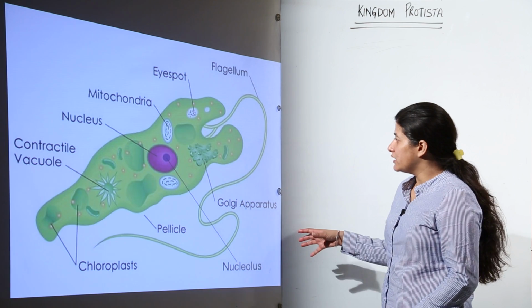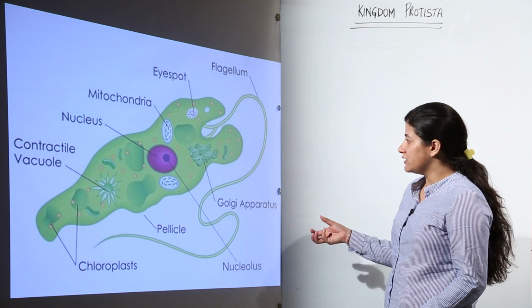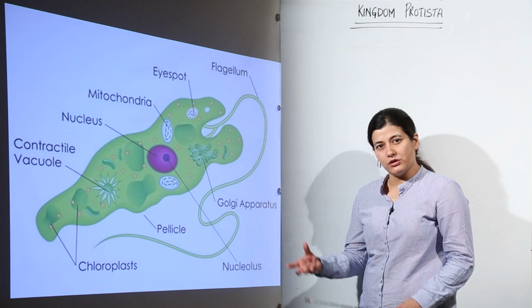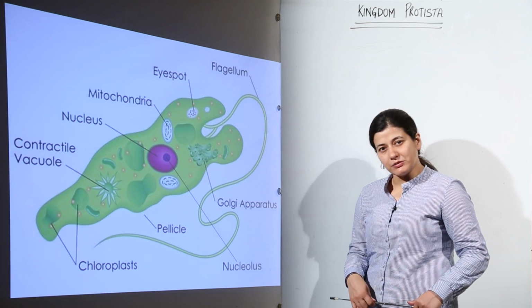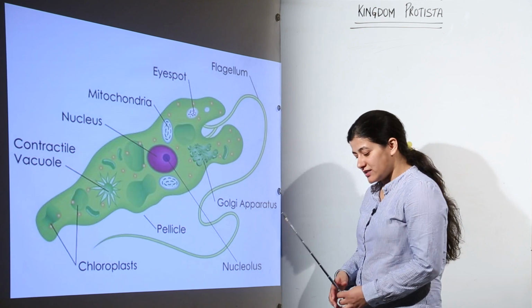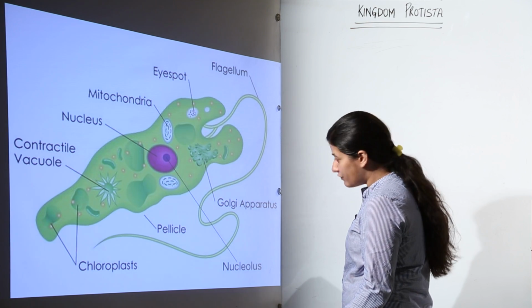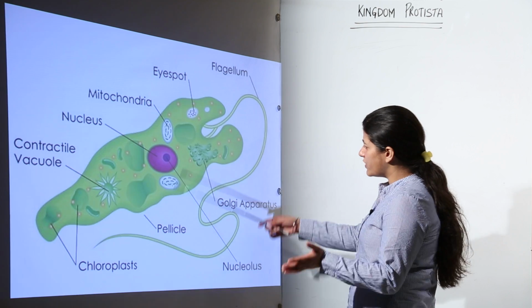So, you see over here, this is Euglena, the typical example of euglenoids. Euglenoids is a class, or you can say phylum, that is present in the kingdom Protista. And what are the class characteristics for this particular phylum? We are going to see. I need not explain these things.